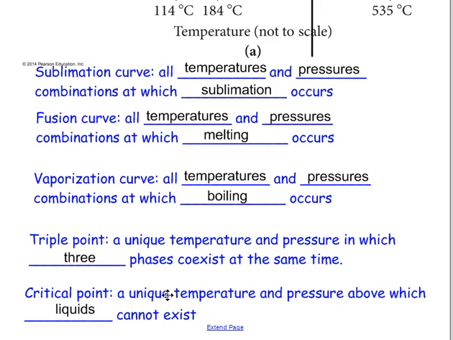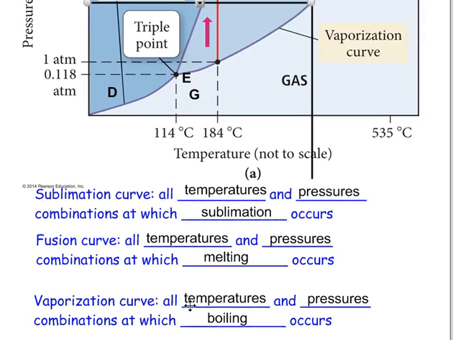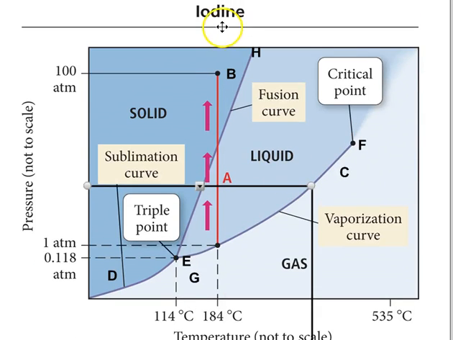And the critical point, which is a unique temperature and pressure above which liquids don't exist. We don't typically see those because there aren't really substances that have a triple point or a critical point at the normal atmospheric pressure at which we live. But they can be easily done in a laboratory. So for iodine, which is the curve we're looking at, we can see that there's a critical point up here and there's a triple point down here.